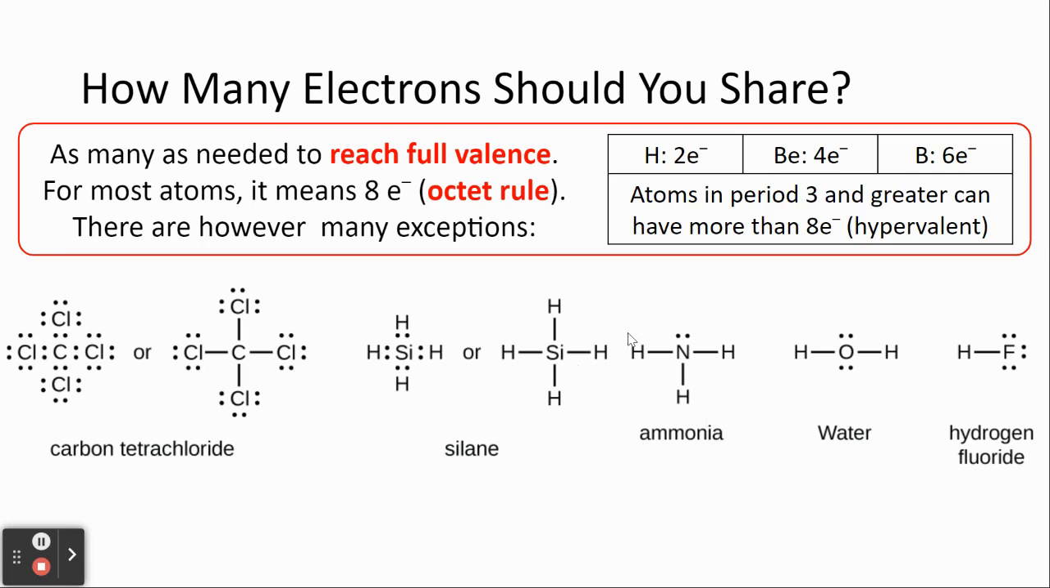If we have ammonia, ammonia has 8 valence electrons. We've got 3 bonding pairs of electrons and 1 lone pair of electrons, and that would make the structure stable.